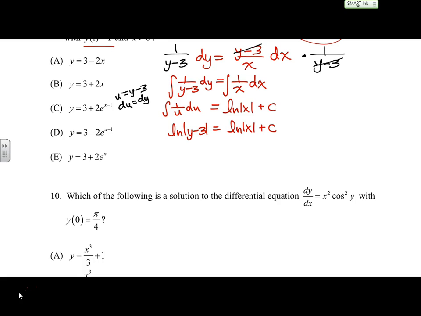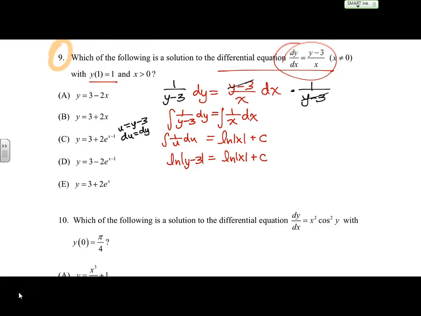We have 2 routes we can now take. One of them is, let's plug in right now, going back to our clue that's up here above. Let's plug in right now and find C, then get y by itself, or get y by itself, then find C. What do you guys want to do? Okay, get y by itself.